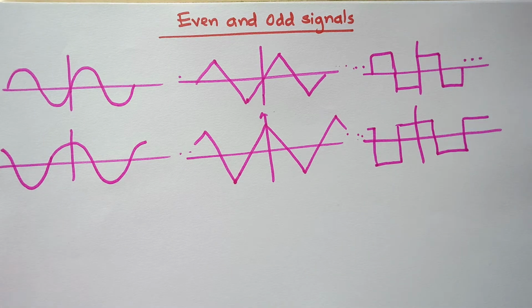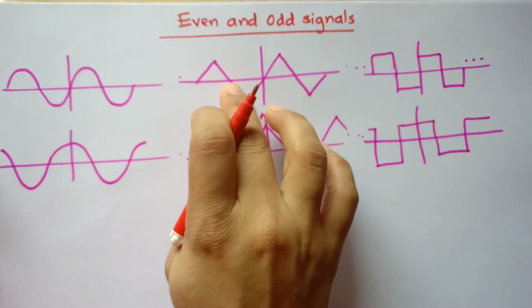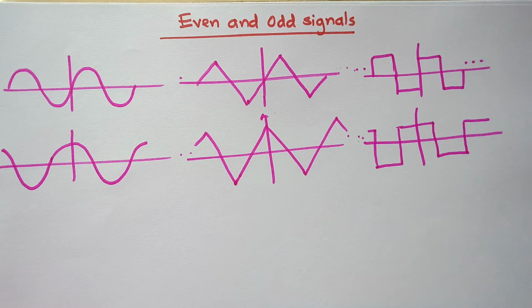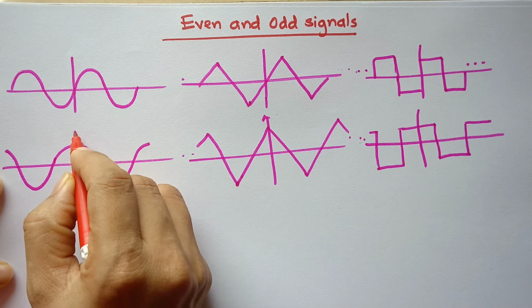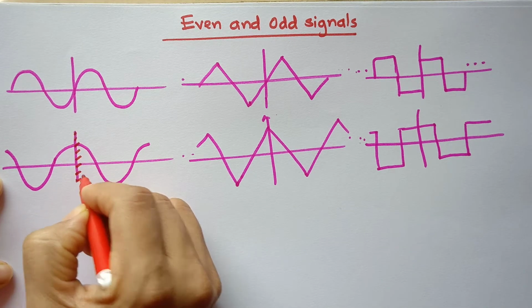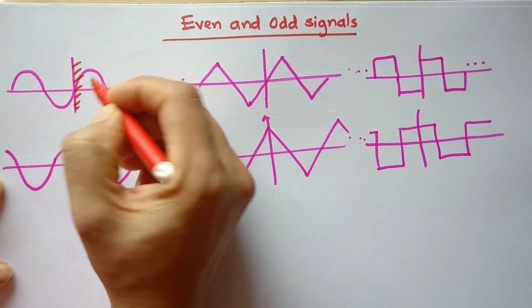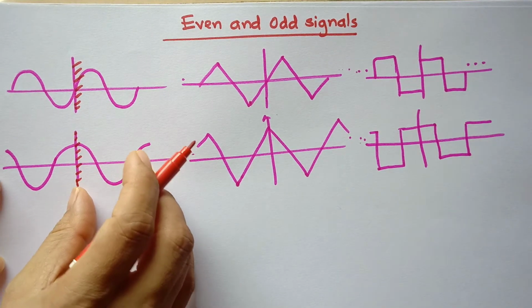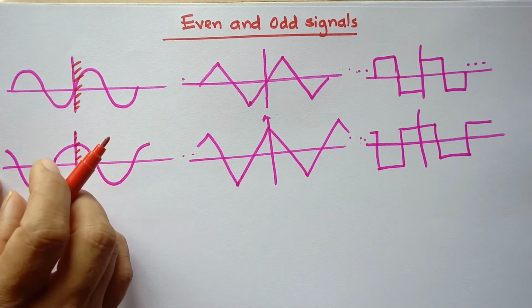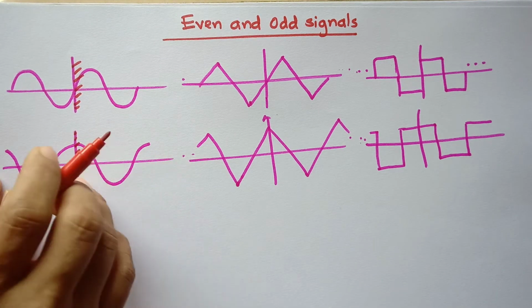Okay, now observing these waveforms, you can see that these 3 upper waveforms have some similar symmetry. These 3 lower waveforms have some similar symmetry. If we partition this wave, if we place a mirror at this point, you can see in these lower waves, this portion is similar to this portion. This portion is the mirror image of this portion and vice versa.